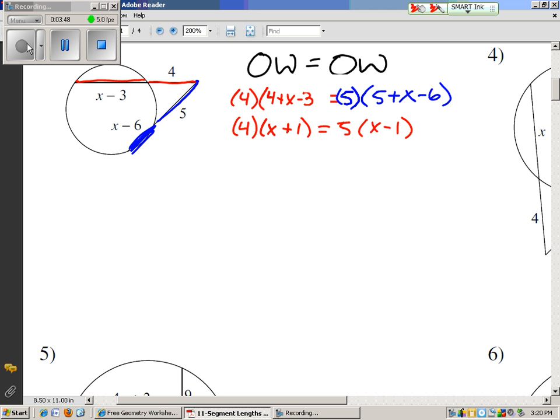And then as I distribute, I'm going to get 4x plus 4 equals 5x minus 5. And I'm going to subtract 4x from both sides and add 5 to both sides. I'm going to get 9 equals x. Easy cheesy.